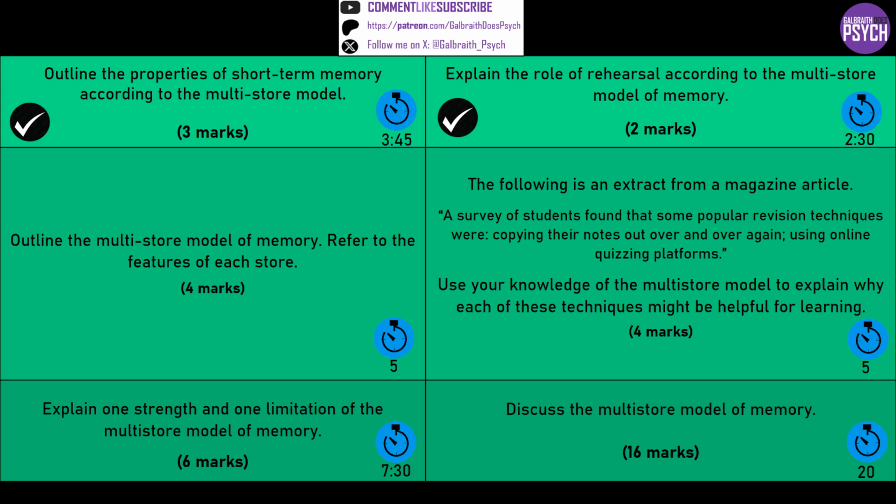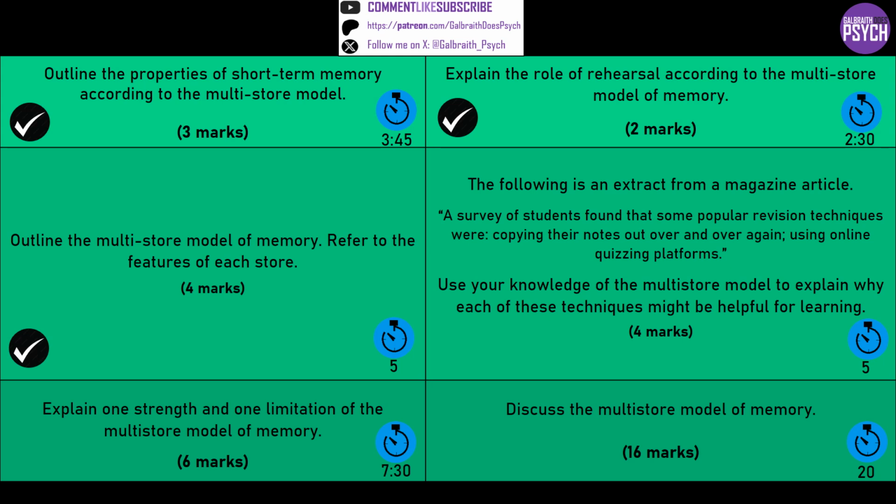Okay, let's have a look at the next one. So the following is an extract from an article. We've got 2 revision techniques here: copying notes out over and over again and using quizzing platforms. And we are asked for 4 marks to explain why these techniques might be helpful according to the Multistore model.